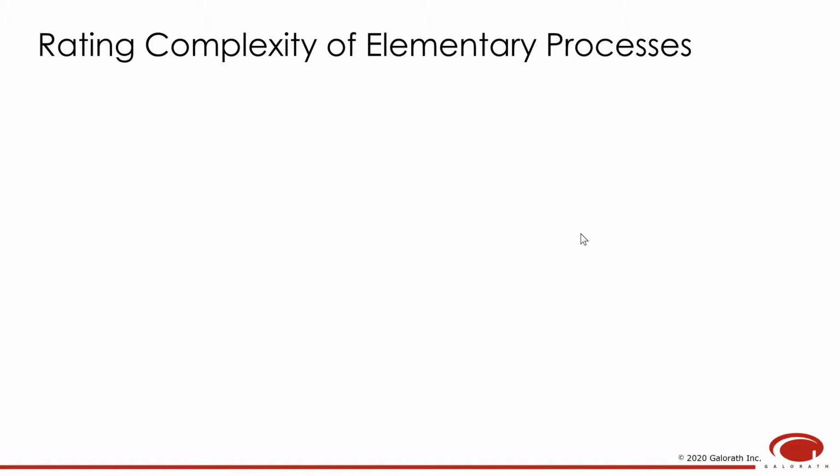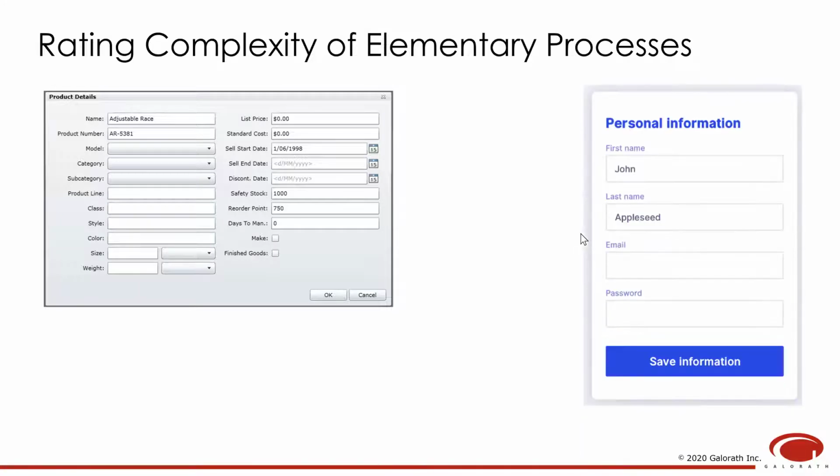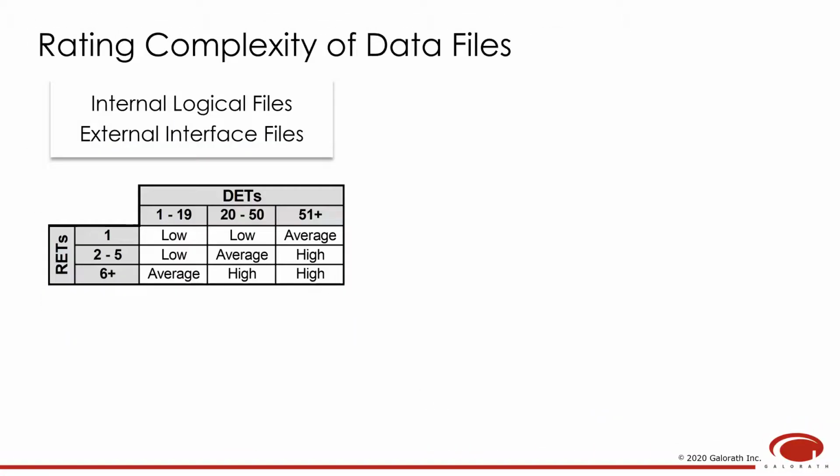Once all the elementary processes have been identified, the next step is to rate them based on complexity. Complexity ratings are required because not all the elementary processes are the same. As you can see, these two input forms involve different types and different amounts of input fields. Therefore, one of them is more complex and should be assigned a higher amount of function points. Let's now take a look at how we rate complexity for data files.